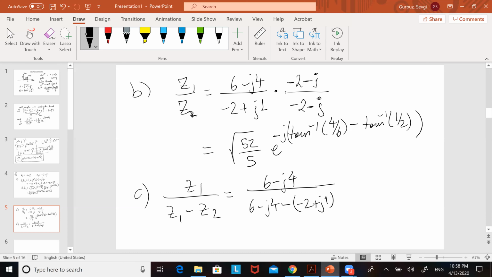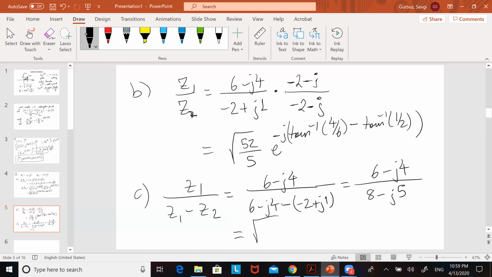Addition is most easily done in Cartesian form. So let's first add these two together, the denominator I mean. So you get 6 minus j4 plus 2 minus j1, and this would become 8 minus j5. And now this reverts to basically the same thing we did before, where if we wanted to divide them, you could either multiply by the conjugate, or you could just find the magnitudes, take the ratios, and subtract the phases. So let's do it the second way around.